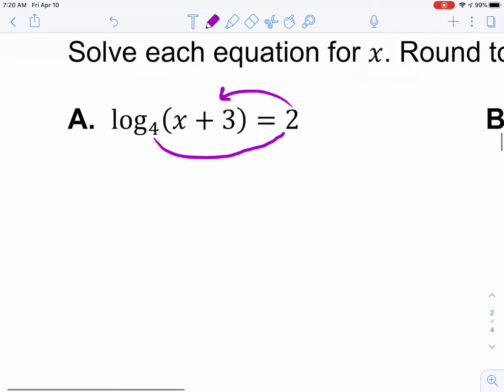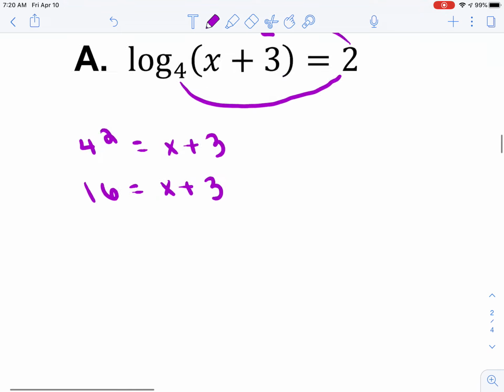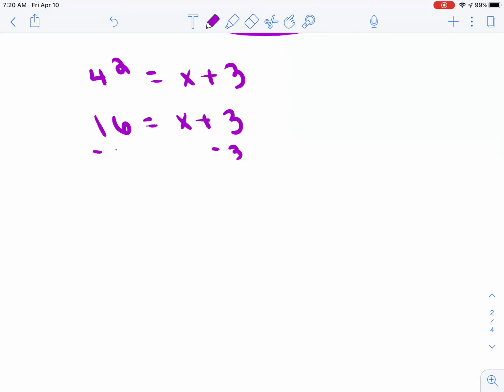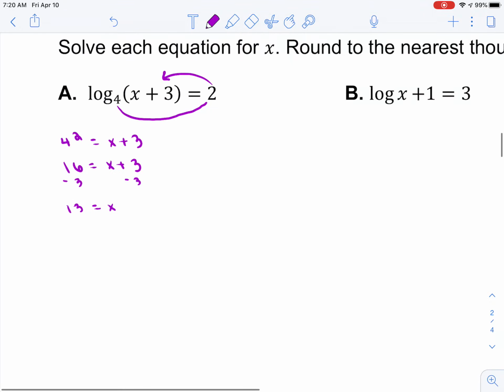For these problems, to get rid of the log, we're going to do the circle of life. So I'm going to get that 4 squared equals x plus 3, or 16 equals x plus 3. And when I solve for x, I'm getting 13 equals x. Now, before you submit that answer, make sure you check it.